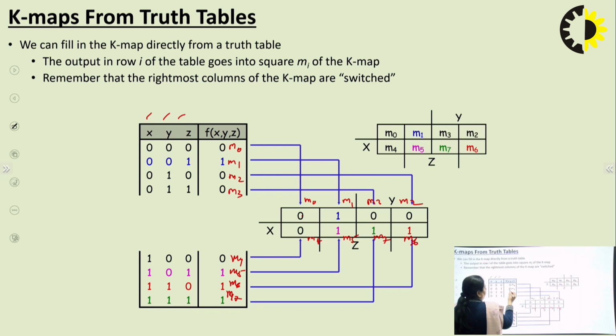M0 is 0, M1 is 1, M2 is 0, M3 is 0, M4 is 0, M5 is 1, M6 is 1, M7 is 1. So this is how we could fill the K-map using the truth table of minterms.